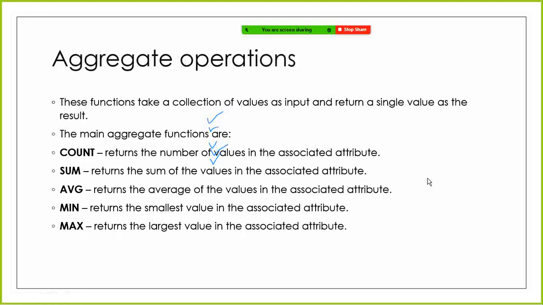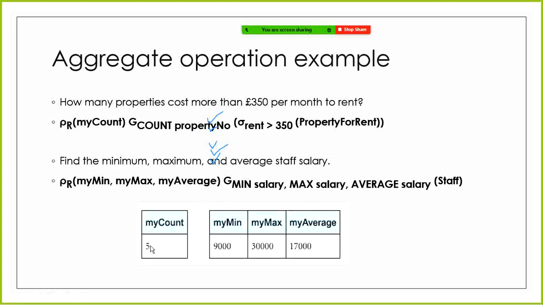So if you see here, we have this result as 5. We have renamed this column as myCount, and this is actually the R table.